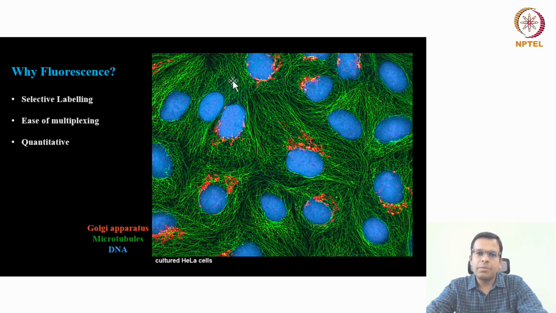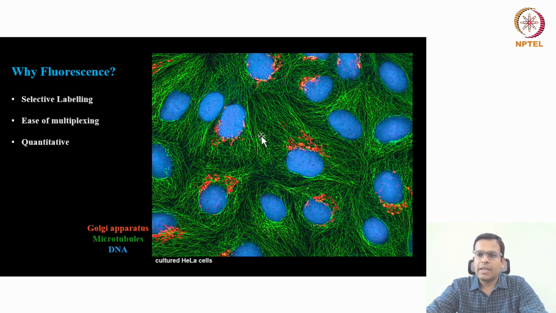Another advantage offered by fluorescence: in this image, you can see the nuclei are stained in blue color, the DNA is stained in blue color, the microtubules are proteins and they are stained in green color, and the Golgi apparatus are stained in red color. So using 3 different dyes, we can label 3 or 4 different things in the same cell. So it offers selective labeling, because such selective fluorescent dyes are available, which can be used for labeling various proteins or the cell organelles.